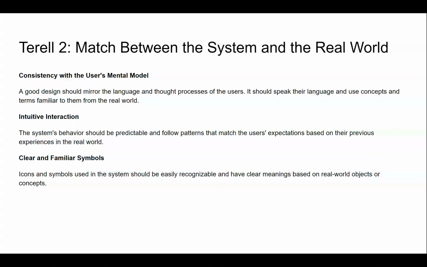Now, secondly, the second principle is the match between the system and the real world. A good design should mirror the language and thought processes of the users. It should speak their language and use concepts and terms familiar to them from the real world. Well, what does that mean? The first sentence says a good design should mirror the language and thought processes of the users. Ask yourself, who are the users?